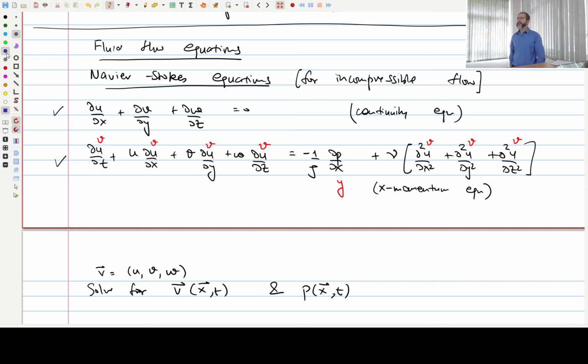The Mach number is less than 0.3. So if the Mach number is less than 0.3, Mach number is the ratio of the flow speed to the speed of sound in that medium. So if that ratio is less than 0.3, which is quite true.